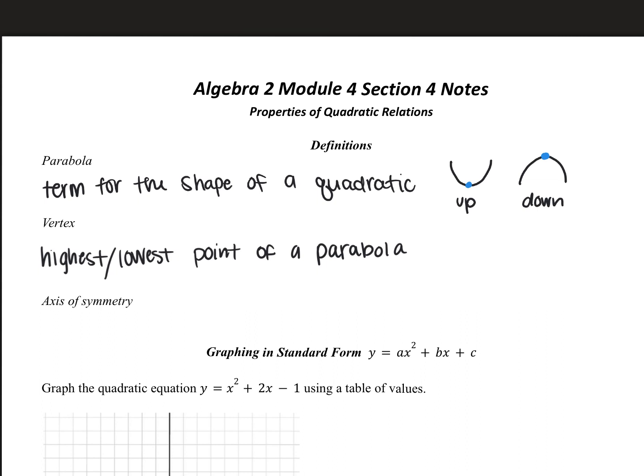And then lastly, we have the axis of symmetry. So the axis of symmetry is the vertical line that mirrors a parabola. All parabolas, because they're U-shaped, have a point at which they mirror each other. And that is called the axis of symmetry. And it always passes through the vertex.